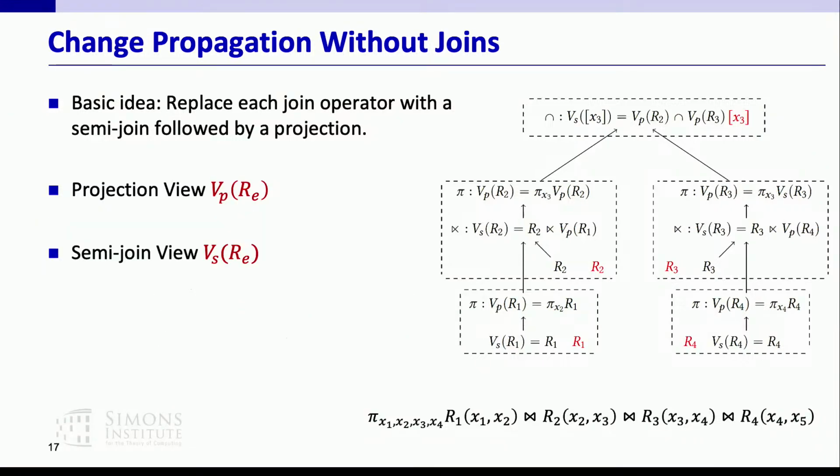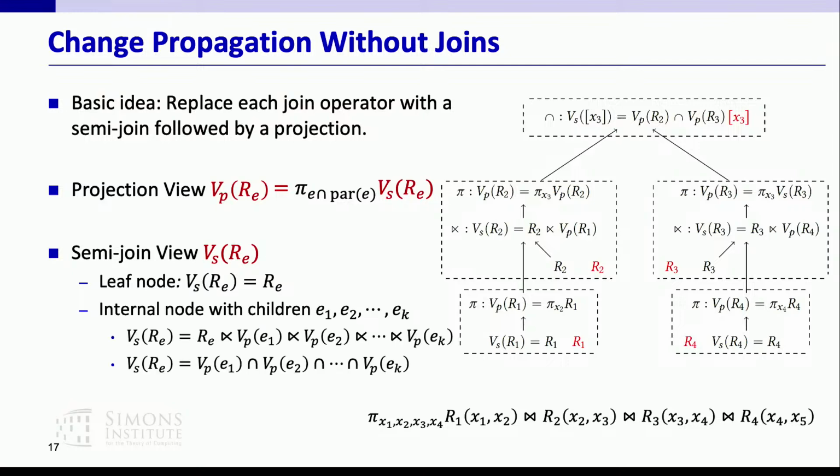Now with this example, we have a formal definition. For the projection view, it's just a projection of the semi-join view on the common attributes between this node and its parent. For the semi-join view, if this is a leaf node, the semi-join view is just the relation itself. But if it is an internal node, for example R2, the semi-join view is just R2 semi-join a set of projection views from its children. And if it is a generalized node, then the semi-join view is just the intersection of a set of projection views.